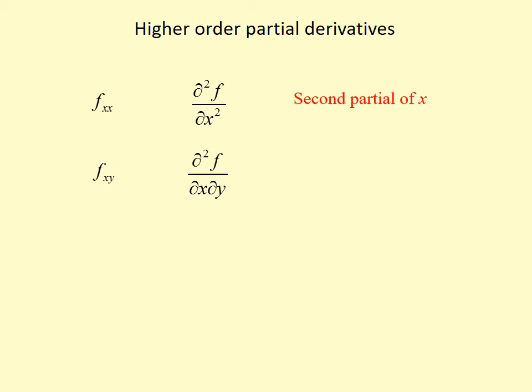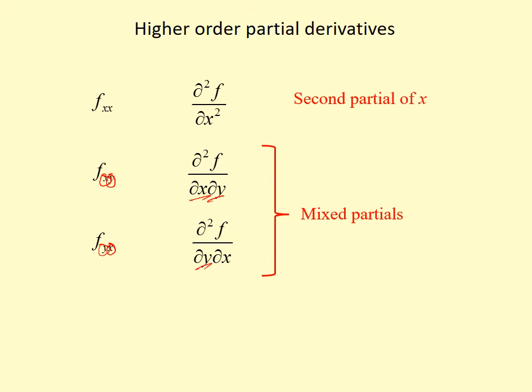Now this is called the mixed partials. In the first one, we're doing the partial with respect to x, and then we're taking that and doing the derivative with respect to y. Second one, we're doing it in the reverse order. Derivative with respect to y first, then the derivative of that with respect to x. And that's, of course, what this other symbolism says.